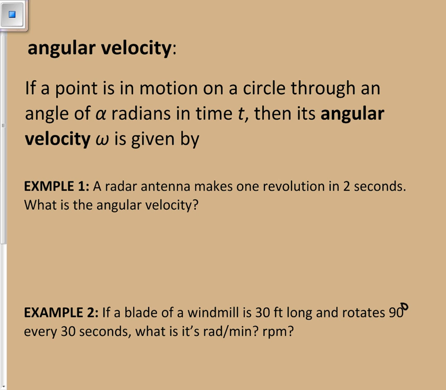Today what we're going to talk about is angular velocity. When we're talking about angular velocity, the motion we're talking about is circular motion. It's going to go through some angle alpha radians and some given time t. Then if that's true, then it's angular velocity omega. That's that funky looking W right there.